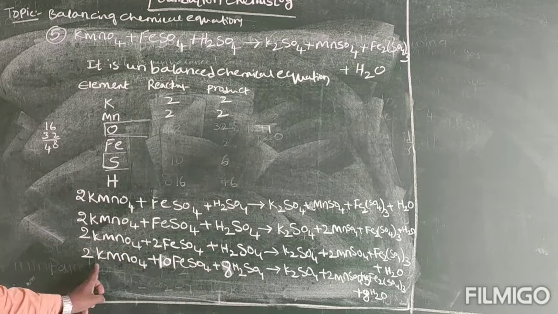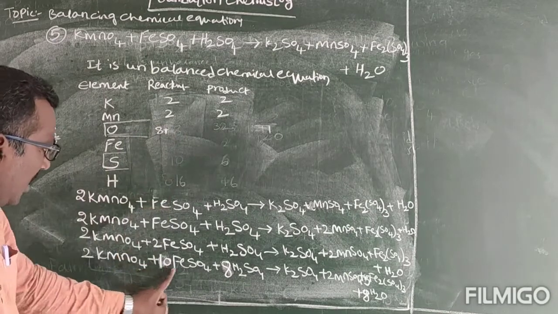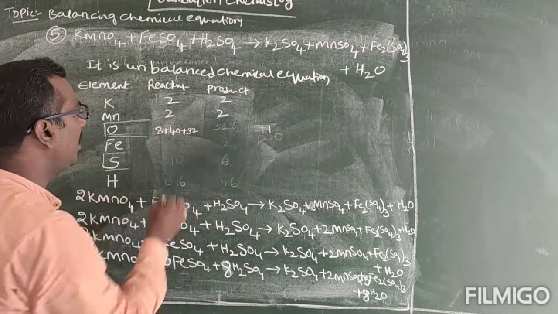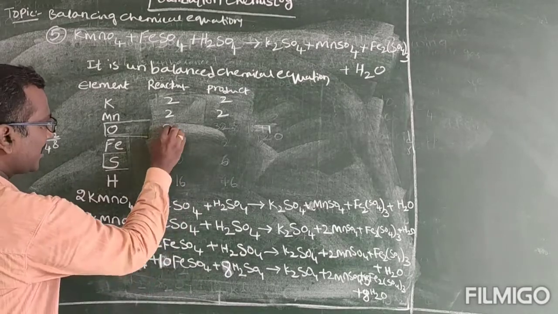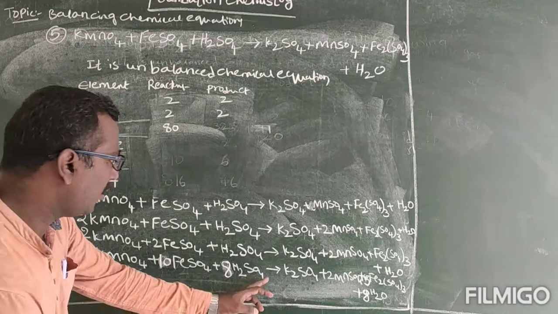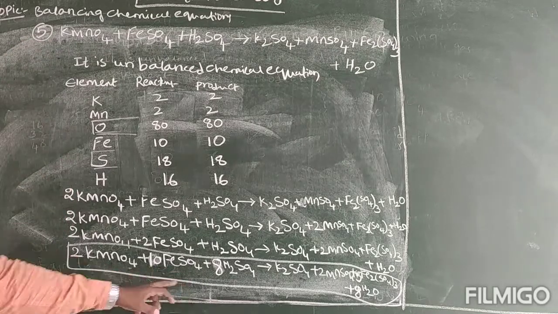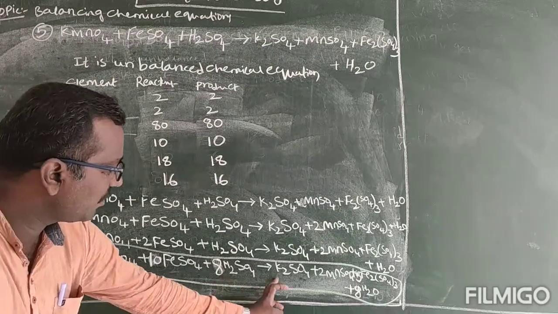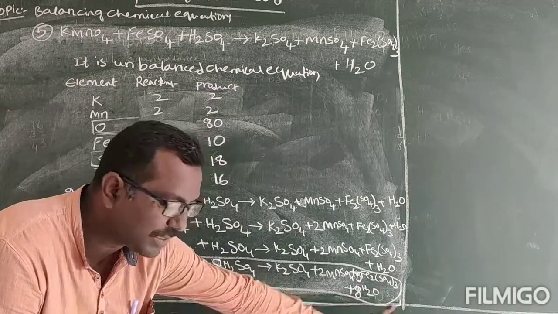Okay. Now you see oxygens: 2 4s are 8 plus 10 4s are 40 plus 8 4s are 32. Total how many? 72 plus 8, it is 80. 80 oxygens are this side. Next, this side how many are there? So you can check it very clearly. See, first thing is balancing. This is the balanced equation: 2KMnO4 plus 10FeSO4 plus 8H2SO4 gives rise to K2SO4 plus 2MnSO4 plus 5Fe2(SO4)3 plus 8H2O.